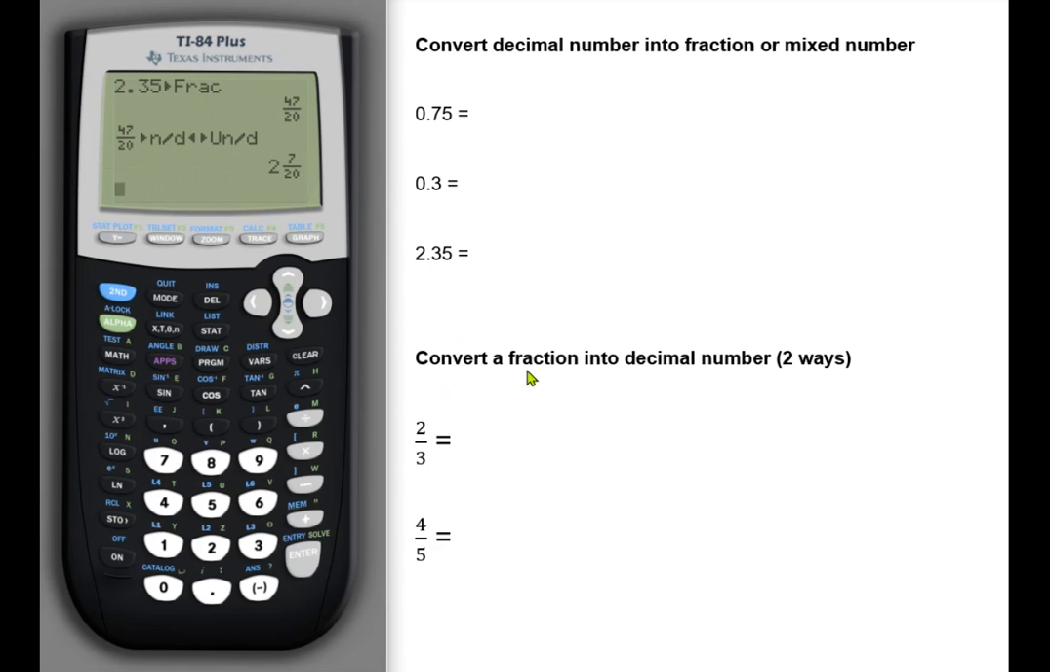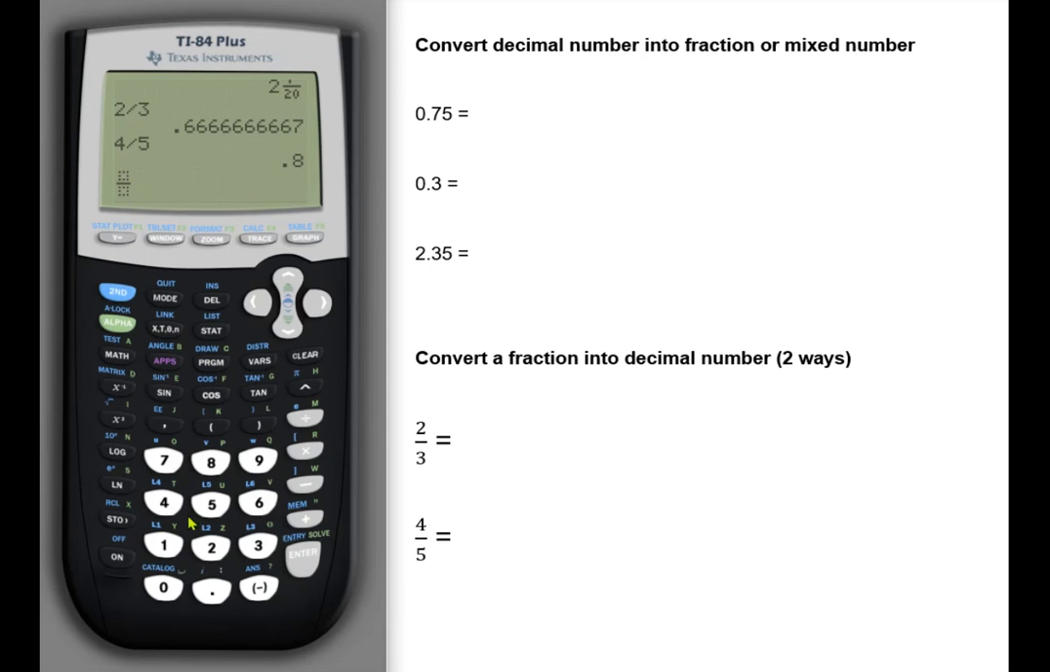If you want to convert a fraction into decimal number, you can do that in 2 different ways. First, easier way is simply to type 2 divided by 3 and hit enter. Or 4/5 and hit enter. Or you can enter fraction first, so hit second, y equals, and pick number 1.